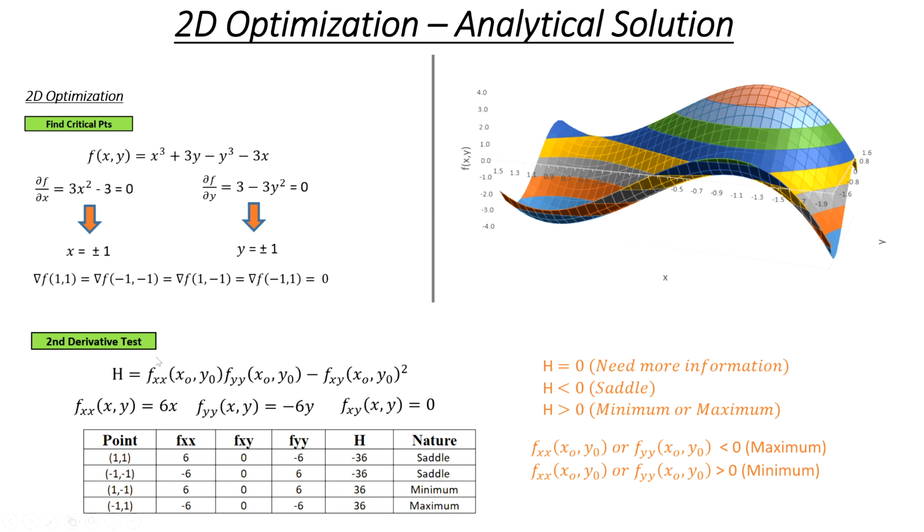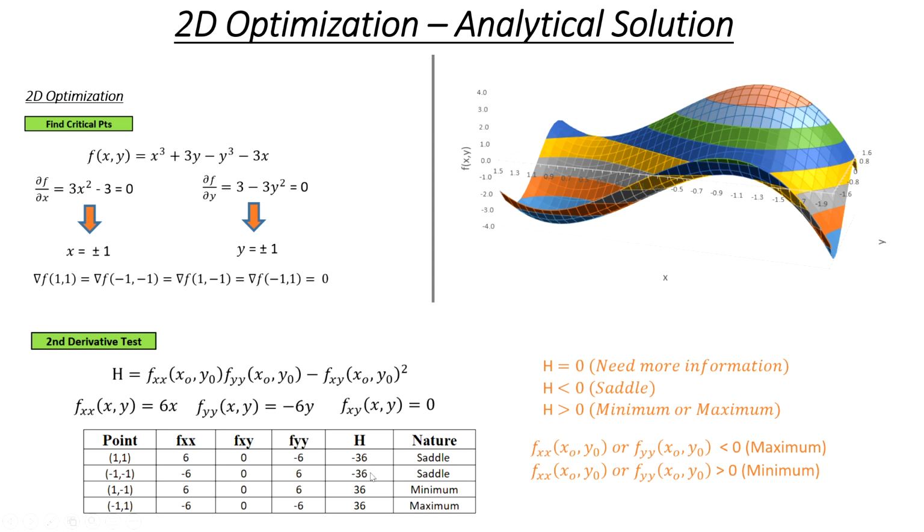Now, the second derivative test is solidified in this h term here. fxx is basically taking the first and second derivative in terms of x. Here, fyy is the first and second derivative in terms of y. And fxy is the first derivative in terms of x, second derivative in terms of y. That gave us fxx of 6x, fyy of -6y, and fxy of 0. Then we evaluated all these 3 for all the 4 points, and then we calculated h.